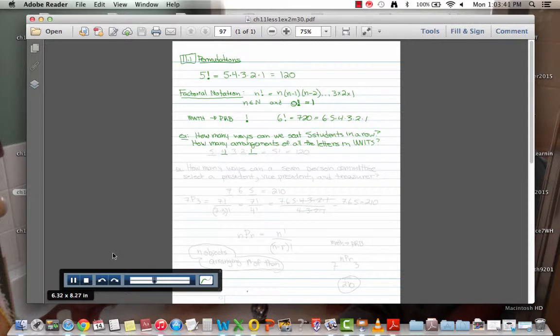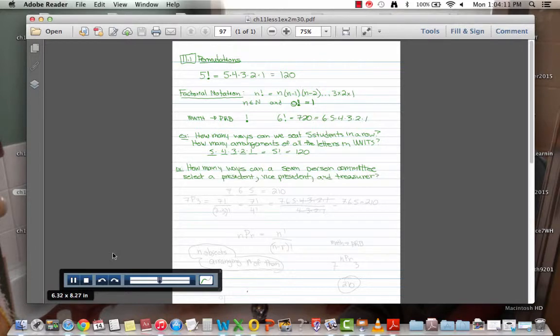Just to illustrate uses of factorial notation, I asked 2 questions, but they're really the same question. How many ways could we seat 5 students in a row? Or how many arrangements of all the letters in UNITS? Either way, we have 1, 2, 3, 4, 5 spaces. We have 5 objects for the first, then 4, then 3, then 2, then 1. If we realized that right away, we would have just said 5 factorial, and we know from above it to be 120. The answer to either one of those questions would be 120.